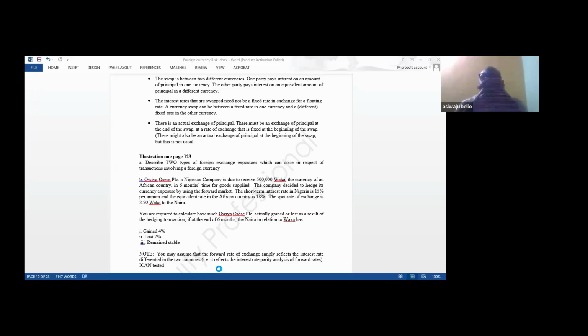That was where we stopped last week. Tonight, our focus will be on the application of this principle to calculation. We are going to start with question number 1. Please refer to page 123 of your study pack.